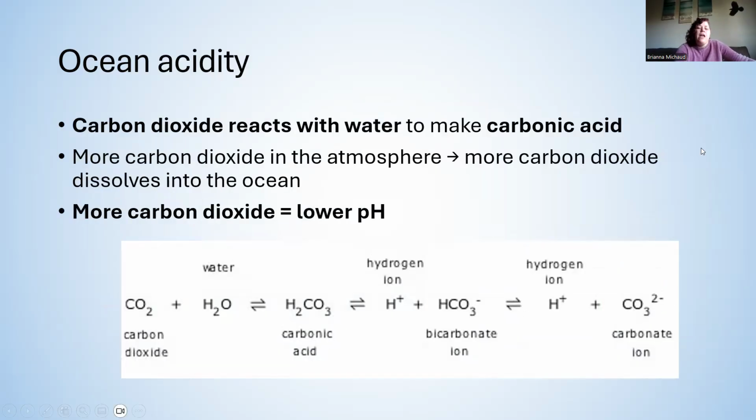But why is this happening? It's happening because carbon dioxide reacts with water to make carbonic acid. So the more carbon dioxide you put into the water, the more carbonic acid there is, and the lower the pH gets. So the reason we have ocean acidification happening right now is, of course, we are putting more carbon dioxide, primarily through burning of fossil fuels, into the atmosphere. That means that more carbon dioxide is going into the oceans, which makes the oceans more acidic, having a lower pH.